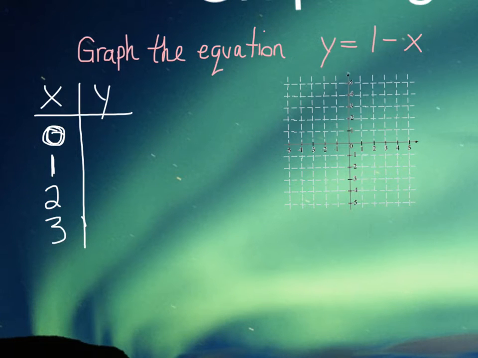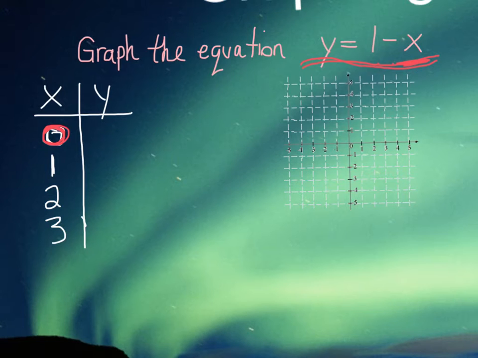Now the tricky part is finding out the y value that corresponds with each of these x values. But the trick is to simply look at the equation you're given and see what it says. So this equation says y, our y value, is always going to be 1 minus whatever the x value is. So in our first number, when x is equal to 0, our y value will be 1 minus 0 because our x value is 0.